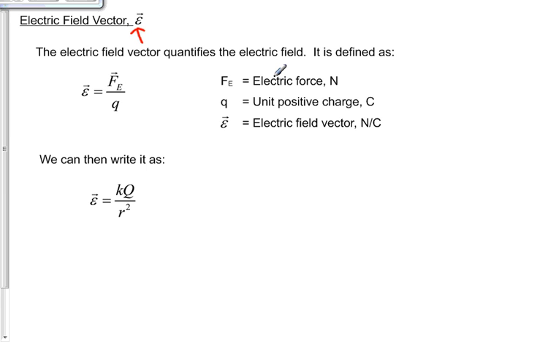The way we define this is by the force that a charge would experience per unit charge. So if you imagine you have an object, you measure its charge, you measure the force it experiences, and then you just divide by the charge. We call that the electric field vector. Its units are newtons per coulomb. So if I have an object, it might have an electric field of 10 newtons per coulomb. What that means is that for every coulomb of charge I put there, there would be a force of 10 newtons.